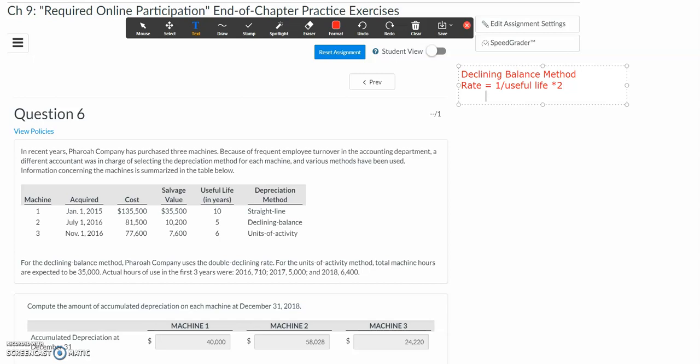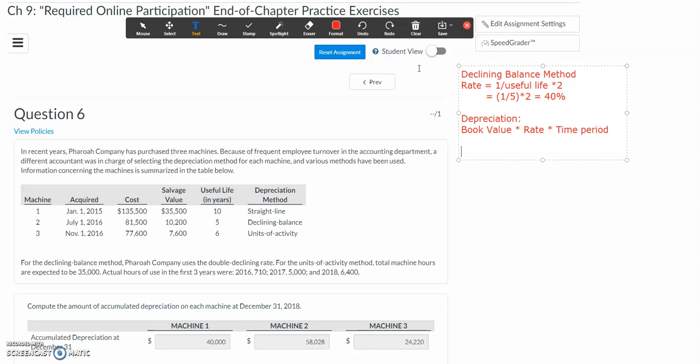So in this example, our rate is going to be 1 over 5. And once we take 1 over 5, that's 20%. We're going to double that, so our rate is going to be 40%. Once we know our rate, we now need to compute the depreciation for each year. For the declining balance method, our formula takes the book value at the beginning of each year times the rate times the time period.